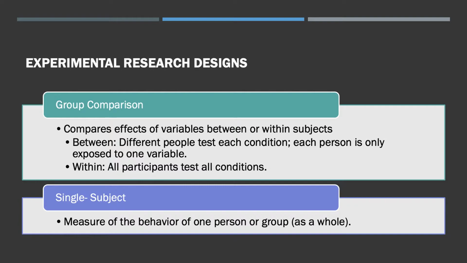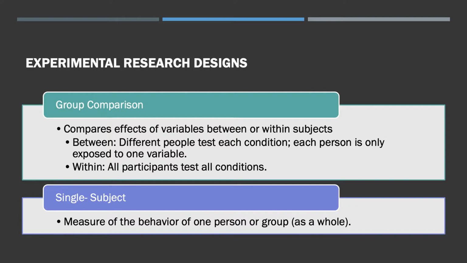So first, let's talk about the different kinds of experimental research designs. We're going to break experimental designs up into two main groups: group comparisons and single subject designs. Group comparisons, as you can guess, means that we are evaluating the data of more than one individual, and we're comparing the effects of variables that occur within two subgroups. And those subgroups are between subjects or within subjects.